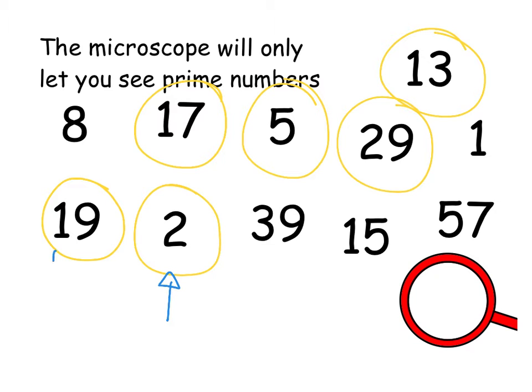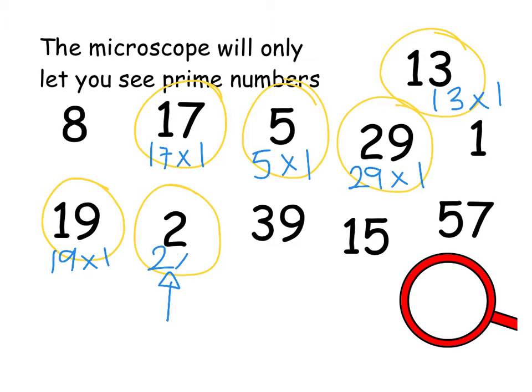Numbers that multiply to 19 are 19 times 1. Numbers that multiply to 17 are 17 times 1. Numbers that multiply to 5 are 5 times 1. 13 is 13 times 1. 29 is 29 times 1. And 2 is just 2 times 1. What do you notice about all of them? There are only 2 factors for each of these numbers, and it's itself and the number 1 each time.